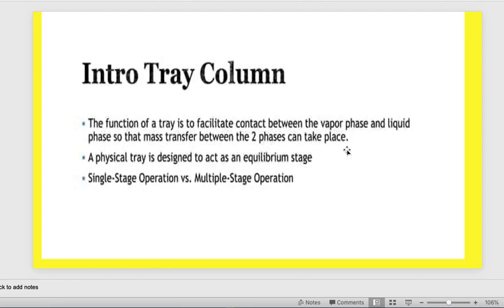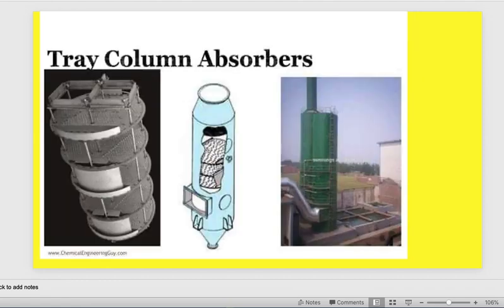Okay, a physical tray is designed to act as an equilibrium stage. Some part of the vapor will condense on the tray, and the other will leave up toward the top of the tower. A single stage operation versus multi-stage operation. And here by stage we mean the number of trays. So if you are working with a tray tower, as in the photo, and you work with 10 trays or 12 trays, this is the equilibrium stage, and as per the calculation of the number of theoretical stages, you can add the reboiler and the condenser.